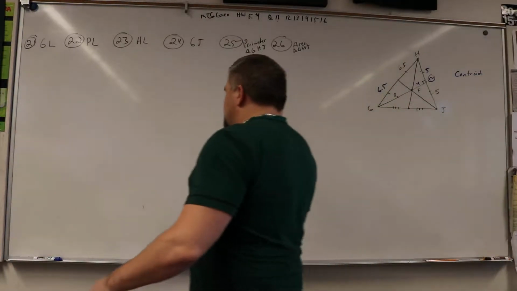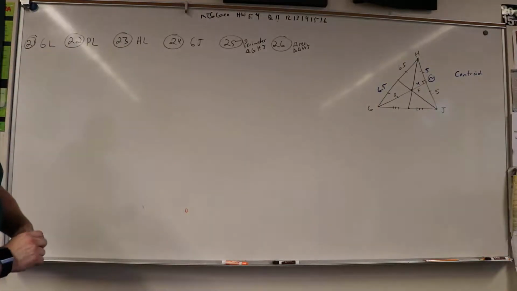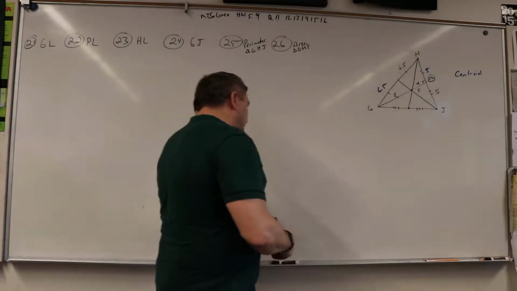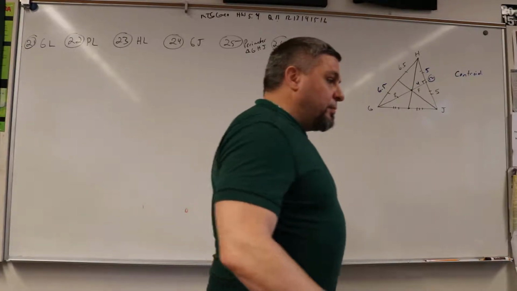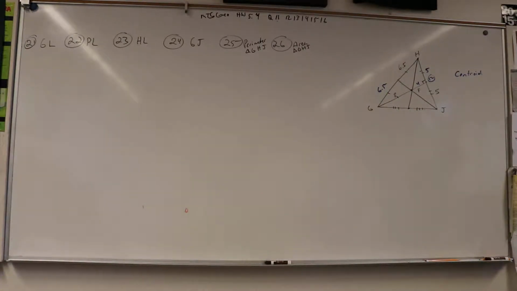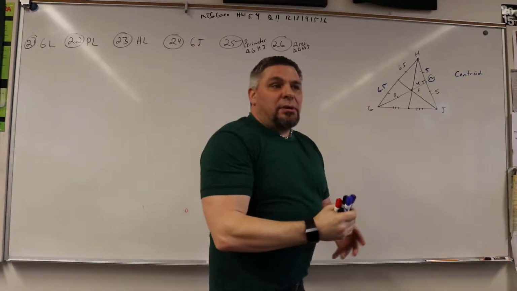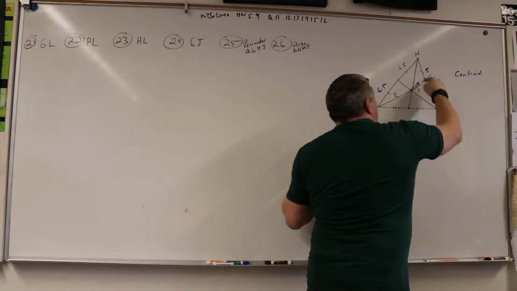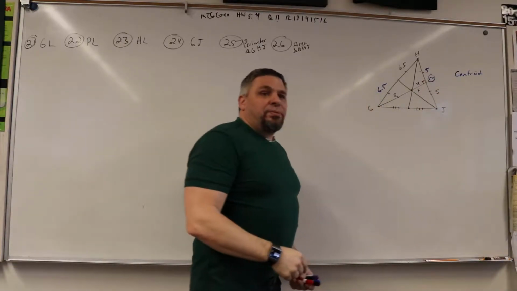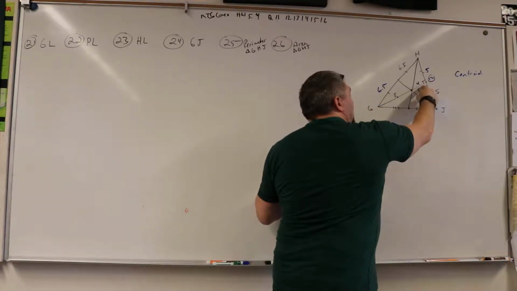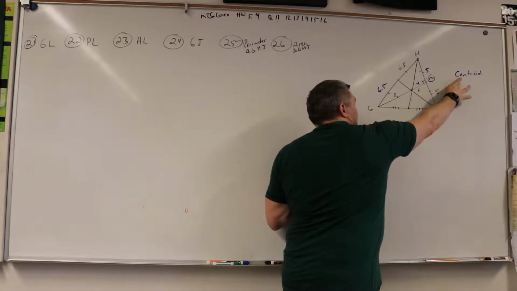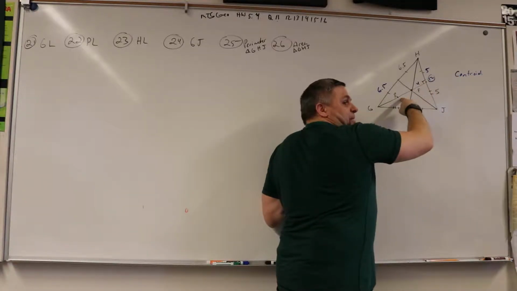Alright, so we're going to walk through this again. I know that these are both 6.5 because it says it's congruent. I know that these are both 5 because it says that they're congruent. I know that this is 4 because this is a centroid. Okay, so this is going to be half of this piece.